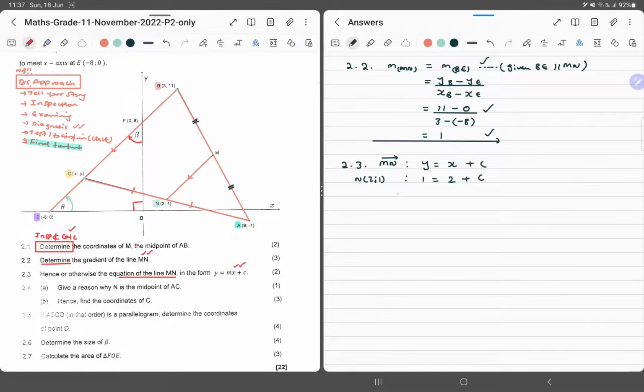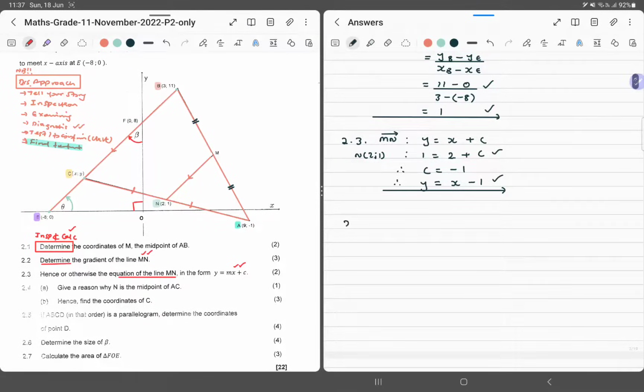So therefore our c is going to be minus 1. We can therefore say y is equal to x minus 1. That's it. So that was pretty easy. What was most important here was this substitution into that equation, and then that answer is marked as part of the final answer.